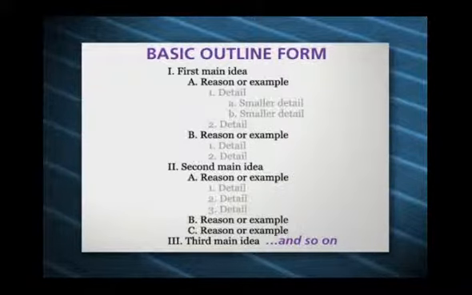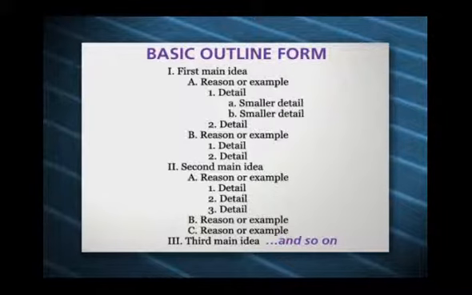They are denoted by capital letters, capital A, capital B, capital C, and so on. Under your reasons, you have your details. Those have regular numbers, 1, 2, 3, and so on. And those are followed by little a and little b. As you can see, an outline helps you organize your ideas by deciding which ideas are most important and which ideas belong together.